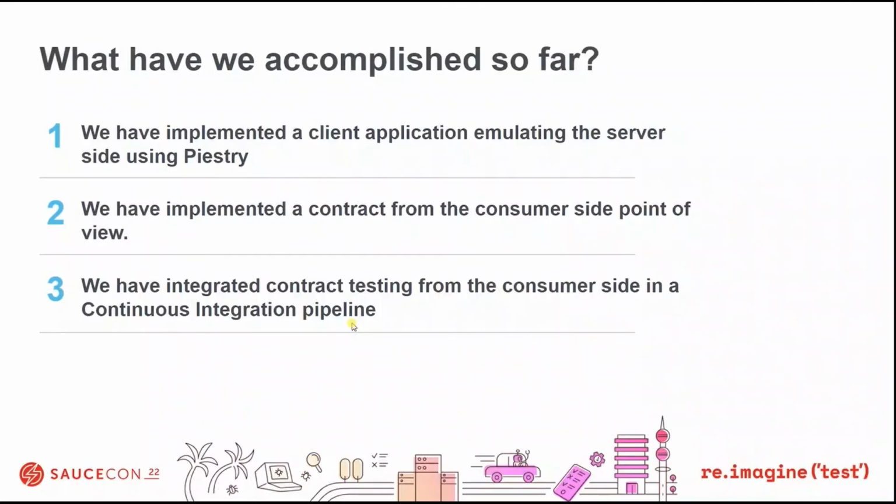What have we accomplished so far? We have implemented the client application emulating the server side using Pie3. We have implemented a contract from the consumer side point of view, and we have integrated contract testing from the consumer side in a continuous integration pipeline. This is a huge achievement with very little.